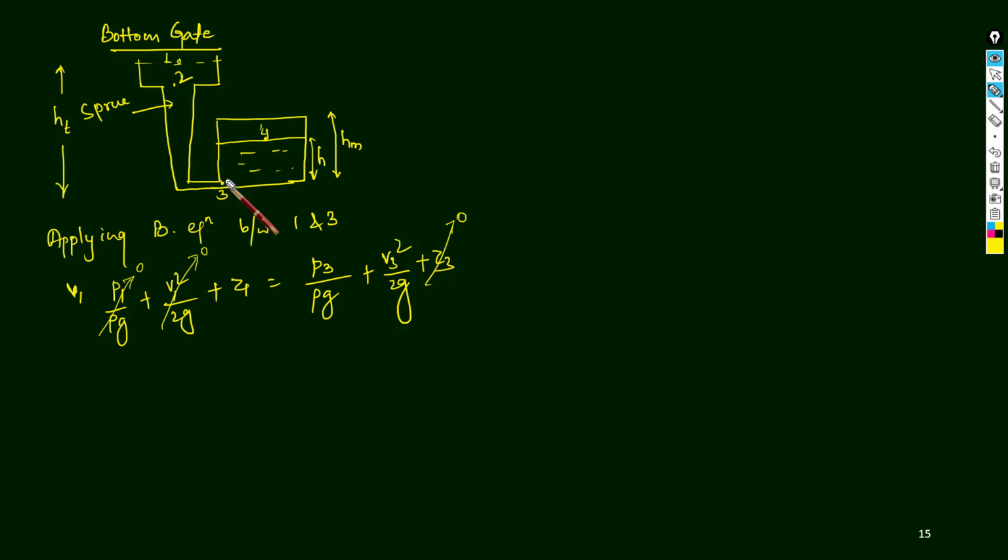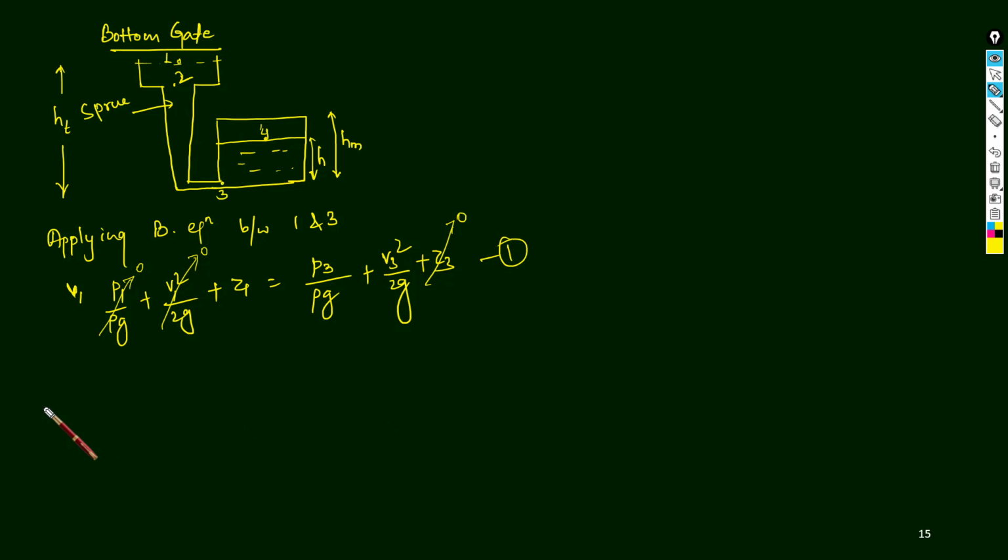P3 will never be 0, because here there is no atmosphere. What about Z1? Z1 is actually HT, but P3 we don't know. So let us calculate P3. So this is equation 1.